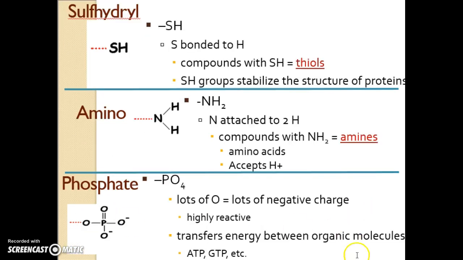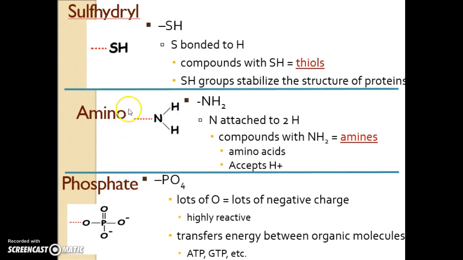Okay, the next 3. We have a sulfhydryl, which has the SH, a sulfur bonded to hydrogen, and compounds with this sulfhydryl are thiols. These are stable groups, particularly when they're on proteins. They stabilize the structure of a protein.